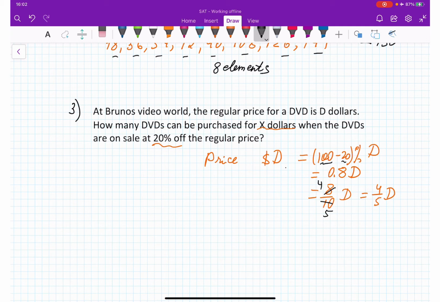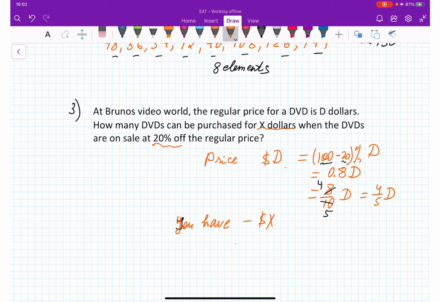Now let's say you have X amount of dollars, and you want to purchase a DVD for 4/5 D price. So how do you know what to do? If you have $5 and you want to know how many breads you can buy that cost $2, you're going to divide 5 by 2, right? Same here. You have X dollars and you want to purchase a DVD for the price of 4/5 D.